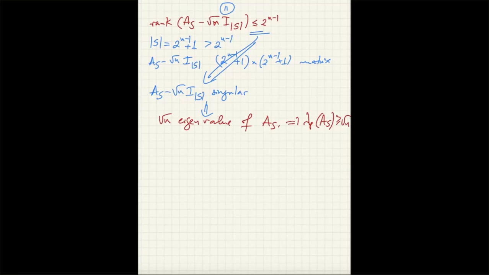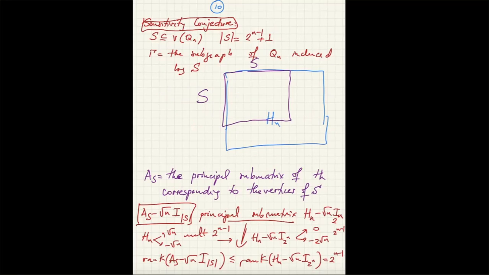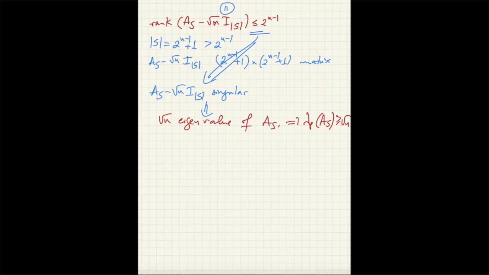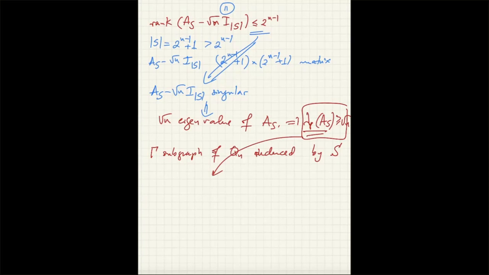Okay, so what we get now is that the largest eigenvalue of the signed adjacency matrix is at least square root of n. Okay, but the conjecture is about the maximum degree. But it's not too hard to see. So we have Gamma is a subgraph of Q_n induced by S, and the largest eigenvalue of this signed adjacency matrix is greater than or equal to square root of n. So what we do is we write down the eigenvalue eigenvector equation.